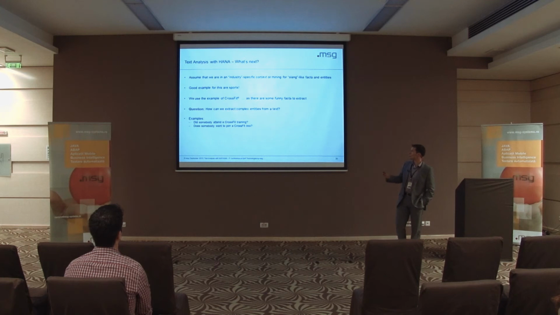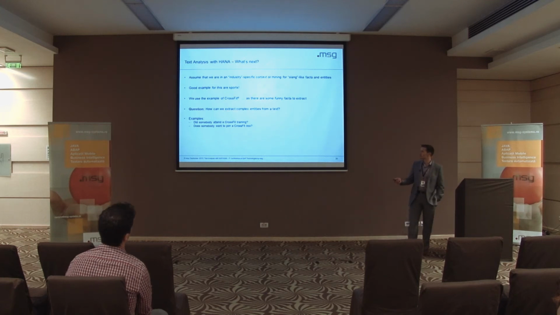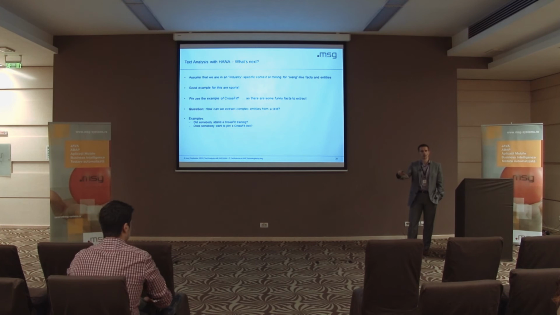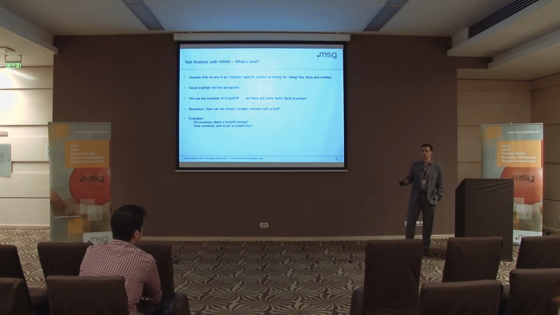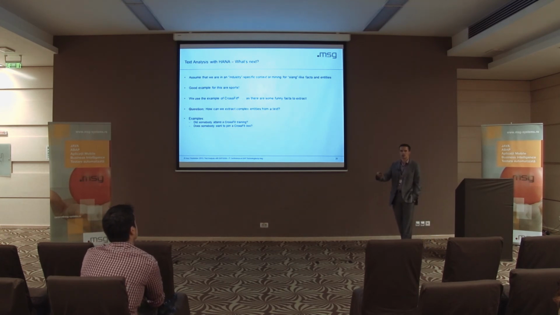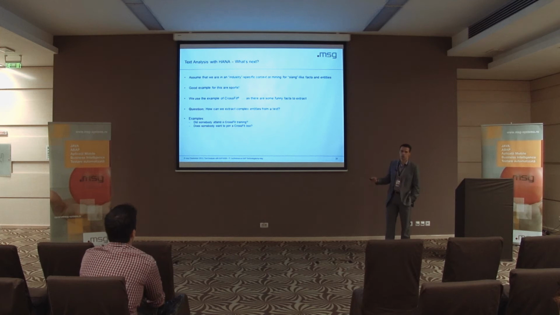How can we extract really complex entities from a text? Like, did somebody attend a CrossFit training? It's not sufficient to specify he was training. There have to be some other words within the text in order to say, yeah, this was a CrossFit training. That also goes for soccer training.